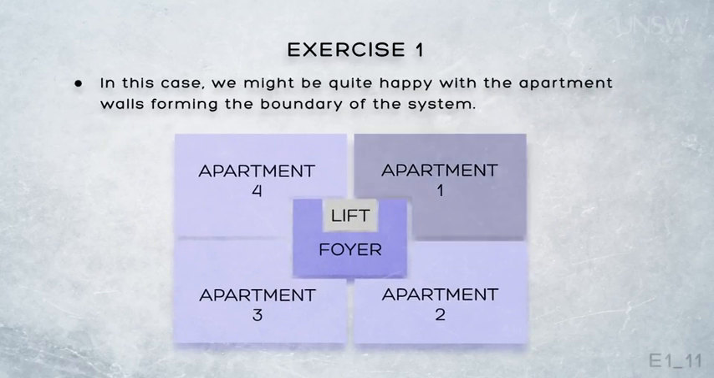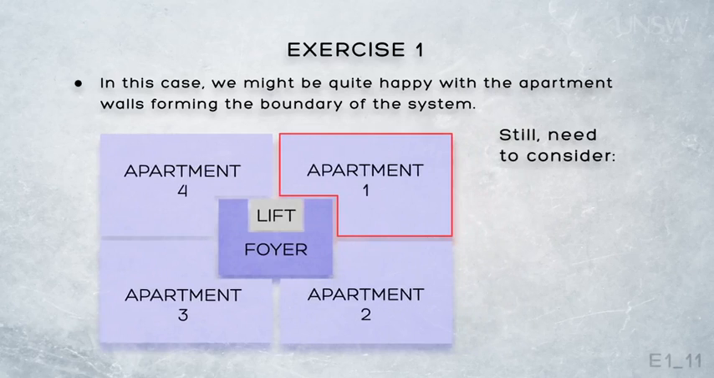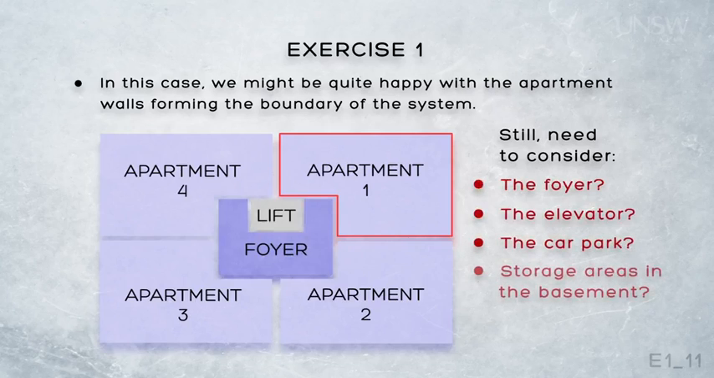In the case of an apartment, we might be quite happy with the walls forming the boundary of the system because we don't have that additional complication of the yard and the fence line. Still, we have other things to consider. We need to worry about the shared responsibility of the foyer and perhaps even of the lift. And some of our systems will be in the basement, which means we have to include the car park and any storage areas that belong to us. Of course, such arrangements will be different again in different apartment blocks in different countries.